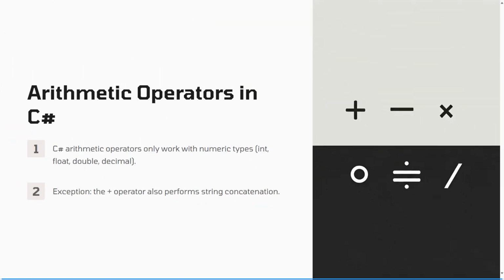Arithmetic operators in C# are used with numeric types like int, float, double, and decimal, but not with non-numeric types like bool, string, or char. There is one exception, the plus operator, which is also used for string and char concatenation.